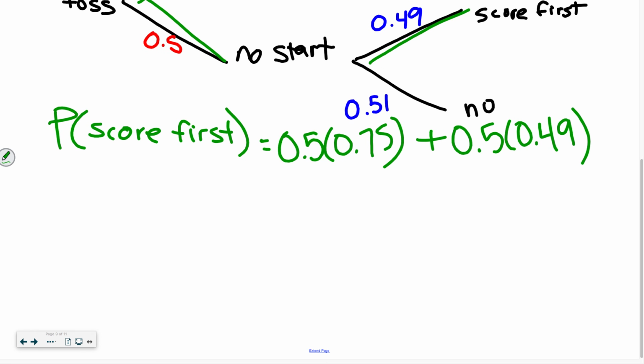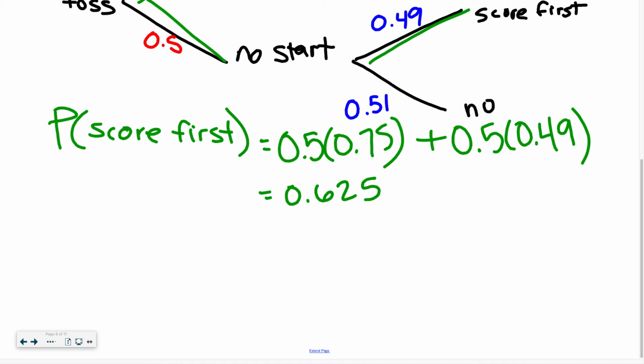And all I have to do is type that into my calculator. So I'm using my ands with or. So I have multiplication and addition in the same problem. I think this comes out, if you calculate it, to like 0.625. Okay, so over half the time we'll score first. You don't have to worry about overlap there because there's no way for you to start with the ball and not start with the ball at the same time. You either start with the ball or you don't, and they're disjoint.